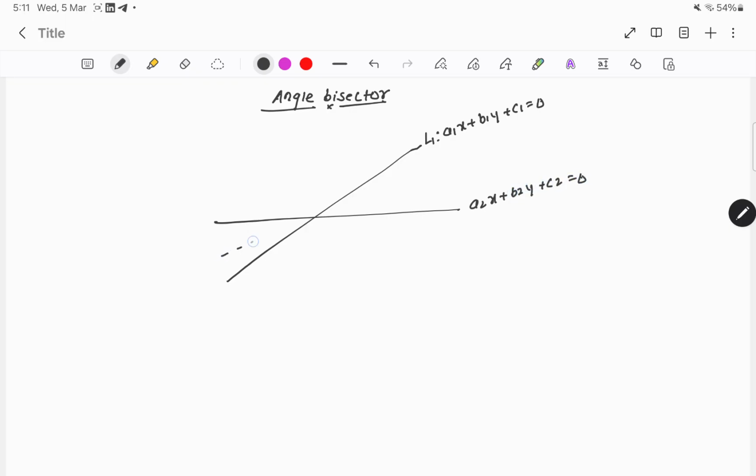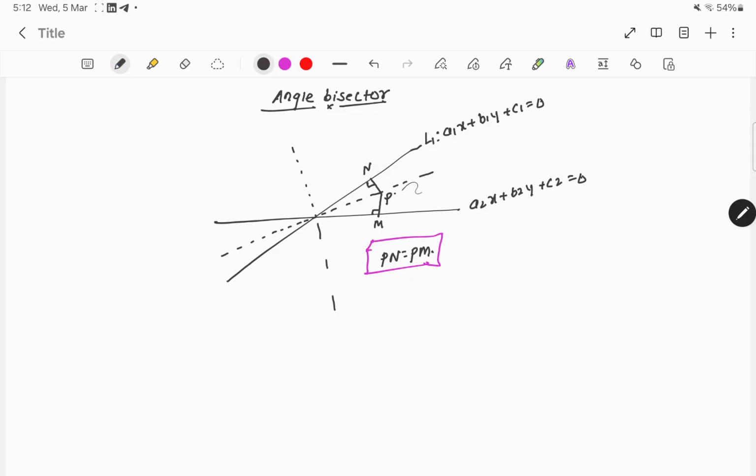Now this line is one of the angular bisectors, and this line is also one of the angular bisectors. Now what I am going to do is draw perpendiculars from a point on this line to both these lines. Suppose this is N, this is M, this is P. So PN equals PM, because they are perpendicular distances, so they are equal.